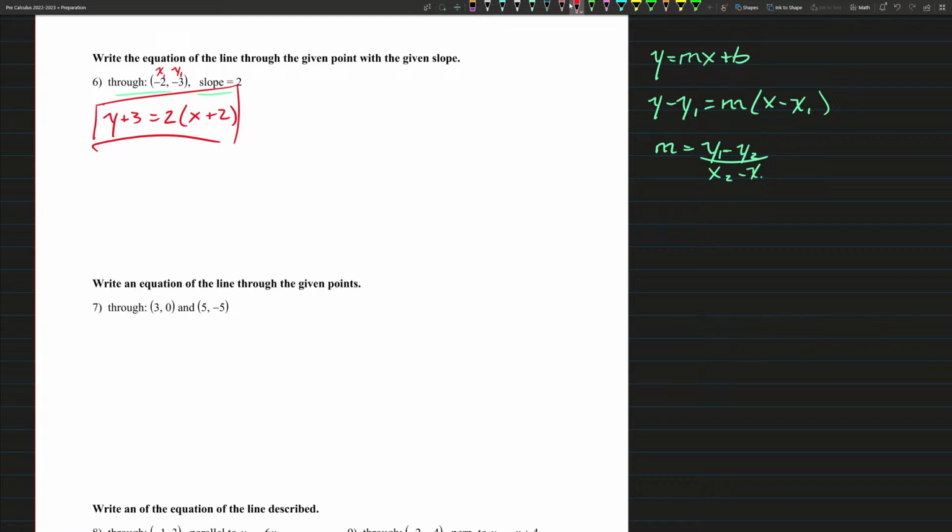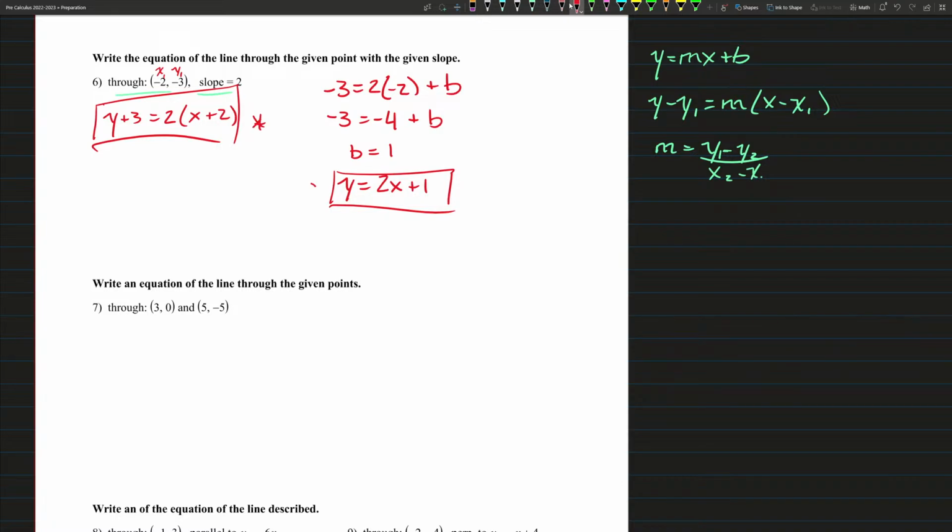Okay, that's an equation of a circle, or not a circle. That's the equation of a line, which is really all I want. If you choose to do y equals mx plus b, what you would do is you would plug in your y, you would plug in your slope, you would plug in your x, and we would solve for b. So if we do that, negative 3 is equal to negative 4 plus b. So b is equal to 1. So then we have y is equal to 2x plus 1. Okay, if you simplify the left equation, you're going to get the right equation. That's why it doesn't matter which one you do, they're both right.